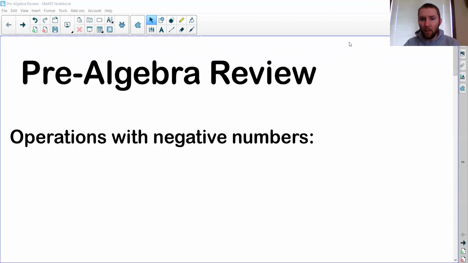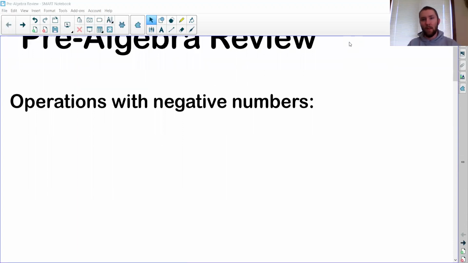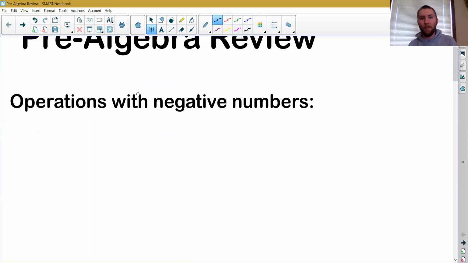So we begin with a discussion of operations with integers, or operations with positive and negative numbers. These types of problems are the types of things that you will be asked to do in the future. It's just having a good understanding of what happens when we take a -3, for example, and we add a -7, right? What do we get when we do -3 plus -7? A negative plus another negative makes it more negative, right?